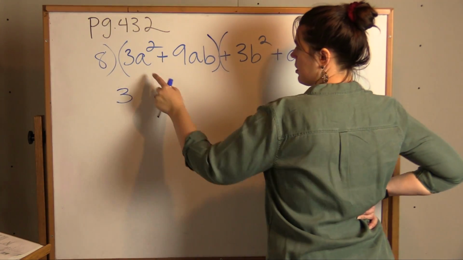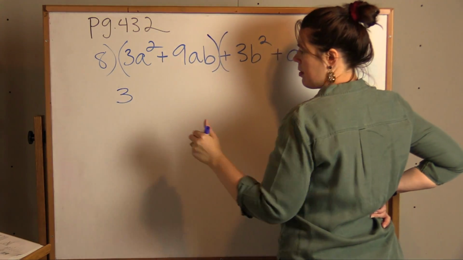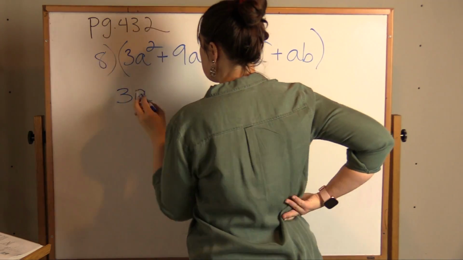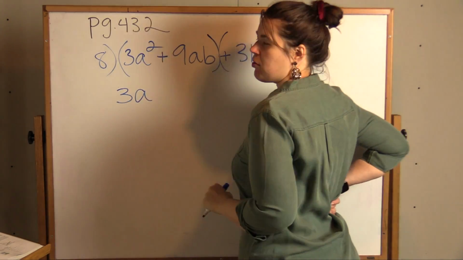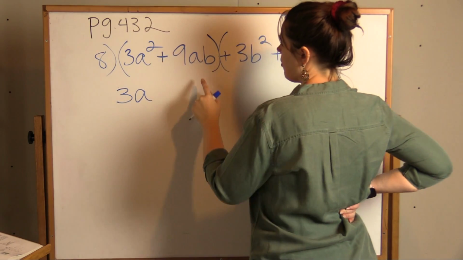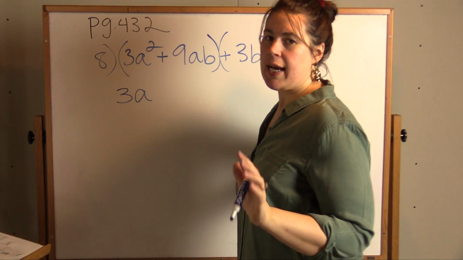All right, moving to the next term. I have a squared and a, so they both have an a. Now I have to go with the lowest exponent. This has a 2, this has a 1, so I can only pull out that 1a. And then this one has a b, but because this doesn't have a b, I can't remove the b.